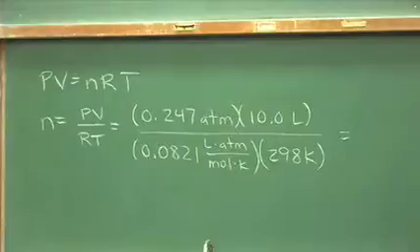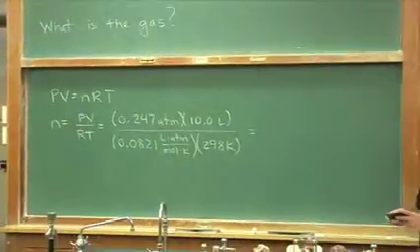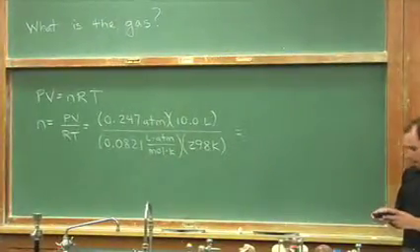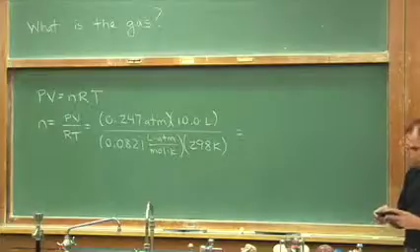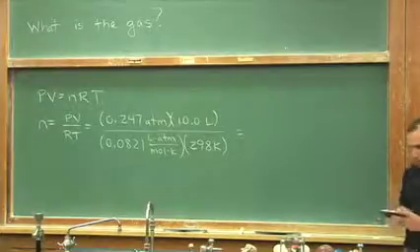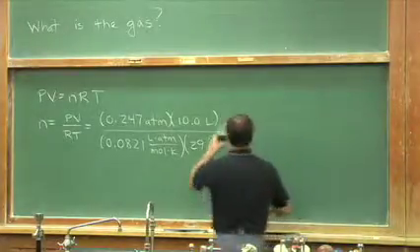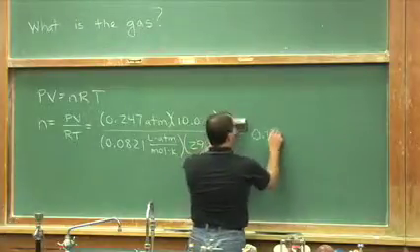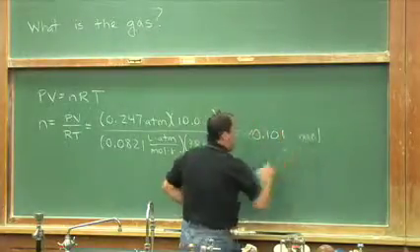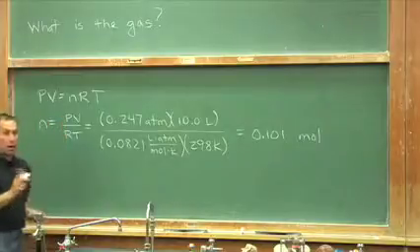let's see here, 0.247 atmospheres times 10 liters divided by our constant times 298. Let me write this down to 3 significant figures. Come up with about 1/10 of a mole of unknown gas.